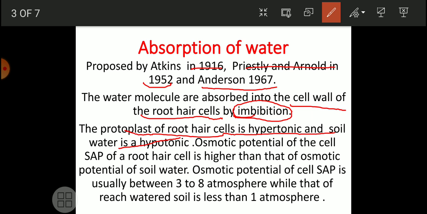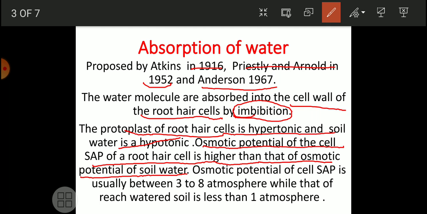And that is according to the concentration gradient, isn't it? Now the osmotic potential of the cell sap of the root hair is higher than the osmotic potential of the soil water, isn't it? So the osmotic potential of the cell sap of the root hair is higher than the osmotic potential of the soil water.